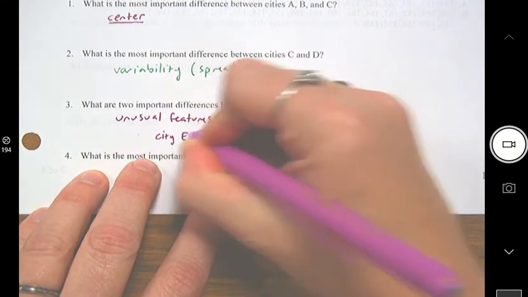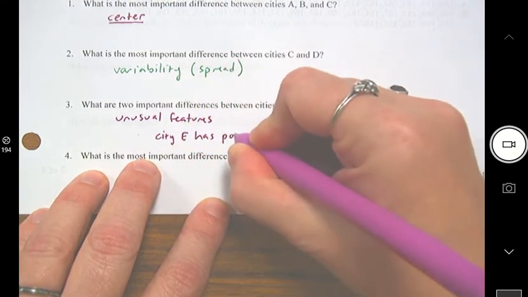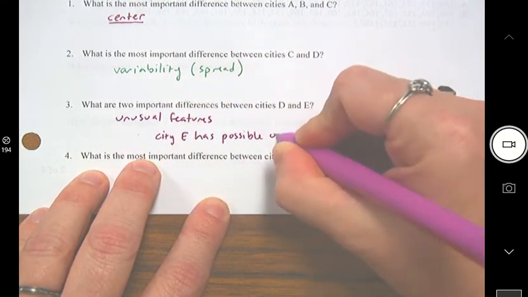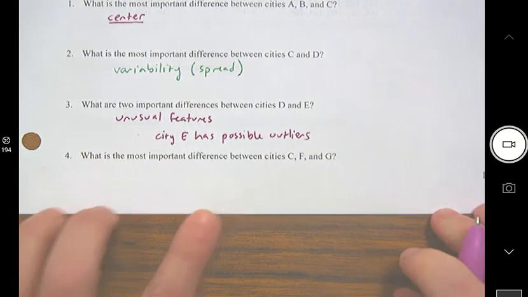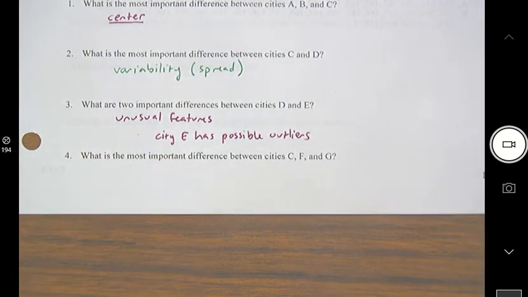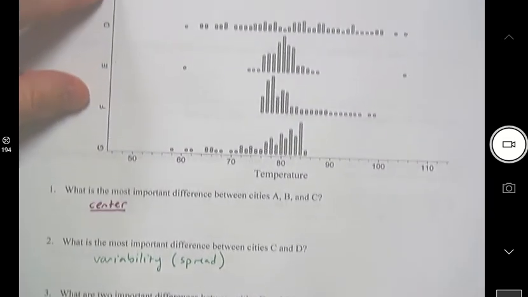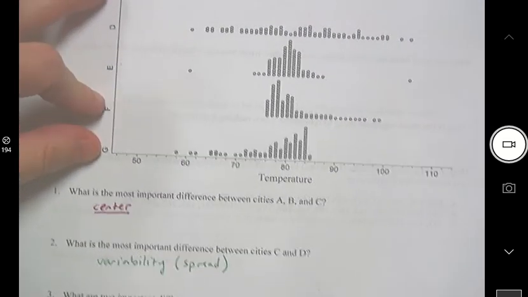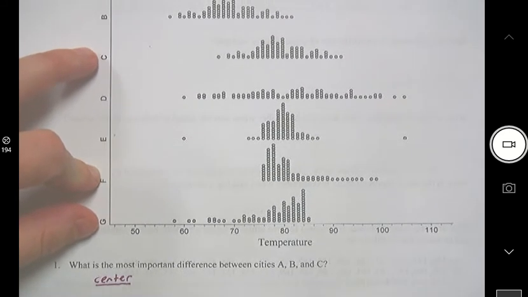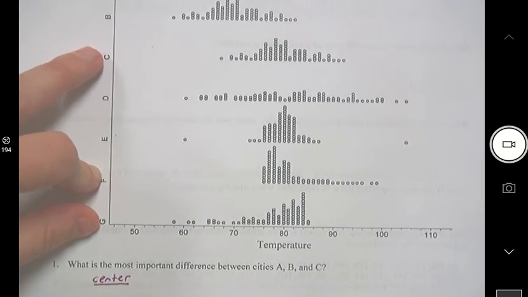City E has possible outliers. I would be shocked if those were not a low and a high outlier there. And then let's compare C, F, and G. C, F, and G. So just stare at those for a second.